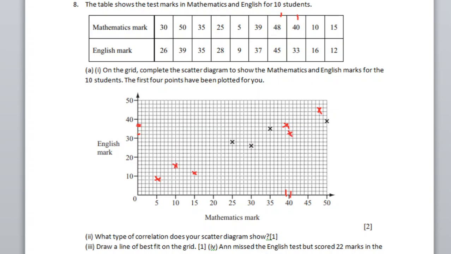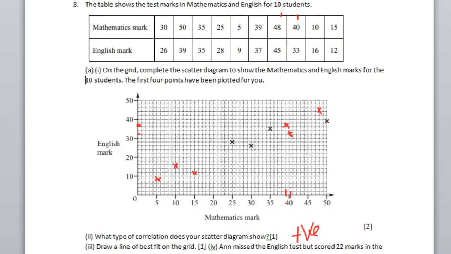Okay, I've plotted all the points. So we need to have 10 points in total. 1 2 3 4 5 6 7 8 9 10. Yes. So next part is part 2. What type of correlation does your scatter diagram show? Since all the points are going upwards, so positive correlation. Positive correlation means that if one value is increasing, the other value is also increasing. So positive correlation.